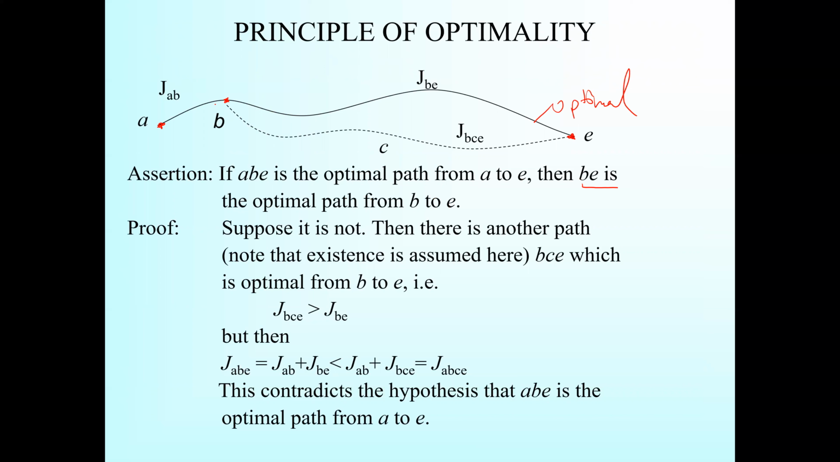The proof is by contradiction. Assume there's another path, B, C, E, that is optimal for only B to E. So the cost of B, C, E will be smaller than B, E. And the cost of A, B, C, E will be smaller than A, B, E. So this contradicts saying that A, B, E is the optimal path from A to E.